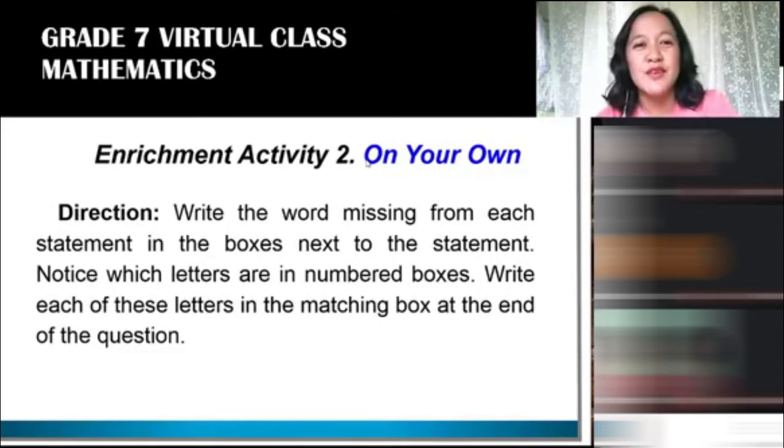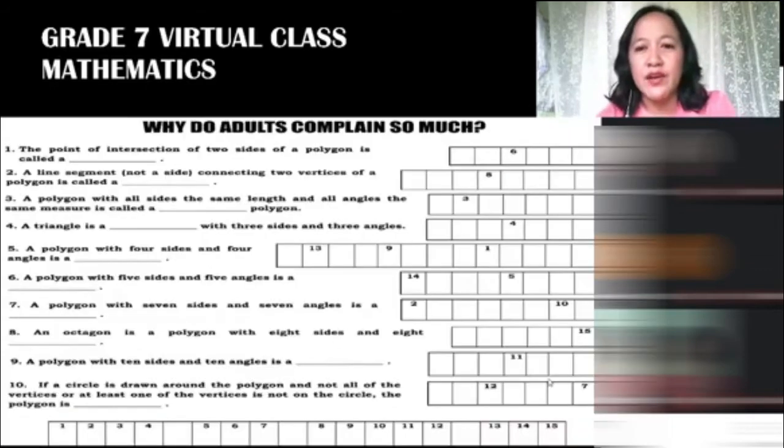Now, let's proceed to our enrichment activity number 2. So, this is on your own. I have here a puzzle. The question to our puzzle is, why do adults complain so much? So, dito sa may ibaba, as you can see, there are numbers 1 to 15. And in here, we have 10 questions. What you're going to do is to simply write your answer here on the boxes.